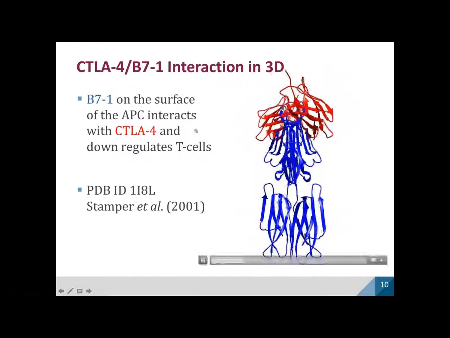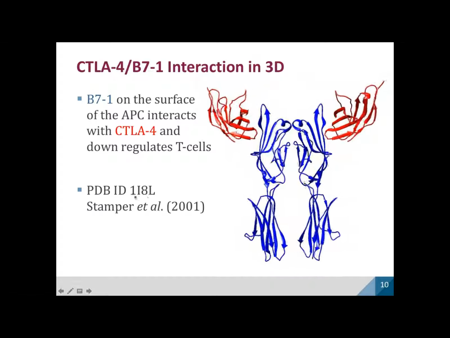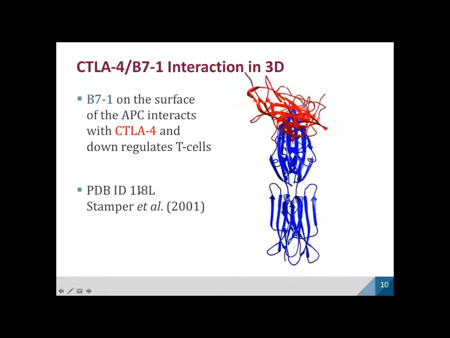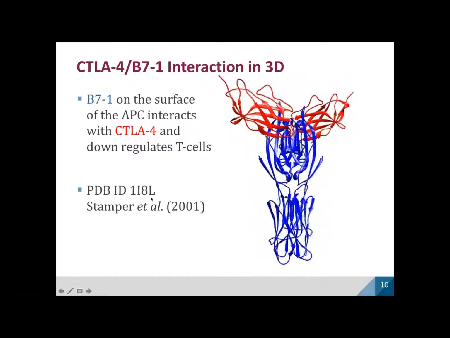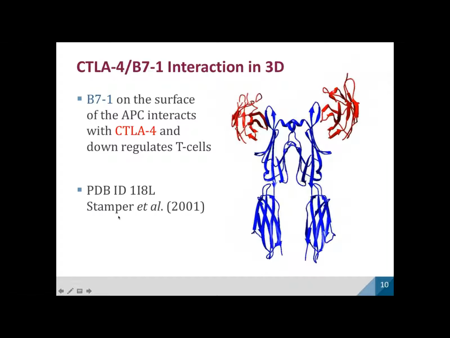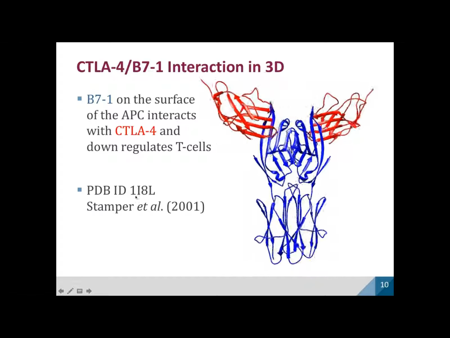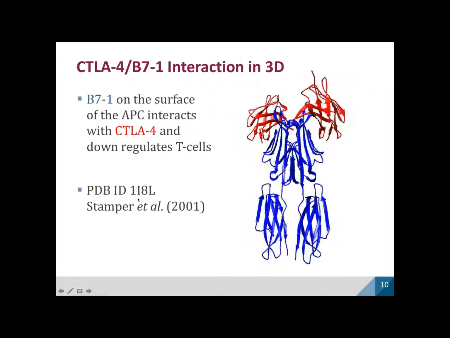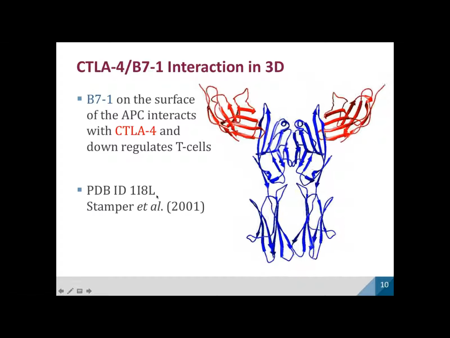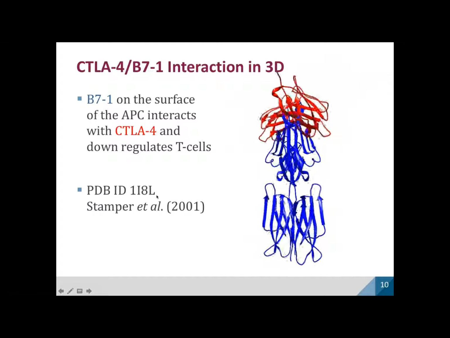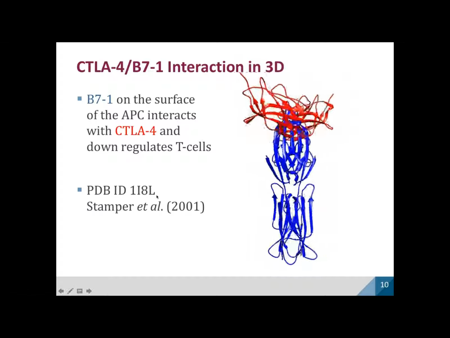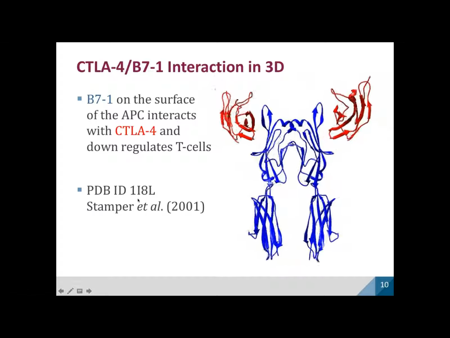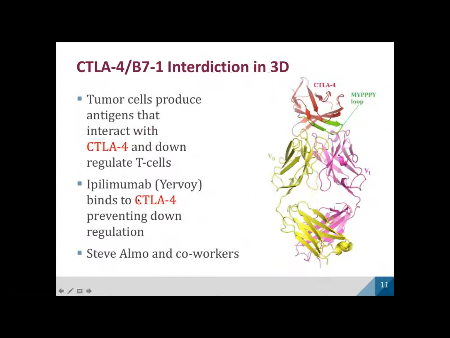I should have mentioned earlier that every structure in the Protein Data Bank has a 4-character ID. They usually start with a number, and then there's a mix of numbers and letters thereafter. If you know what this code is, you can immediately go to the Protein Data Bank website, rcsb.org, and actually view the structure in detail, as I'll show you towards the end of the presentation.